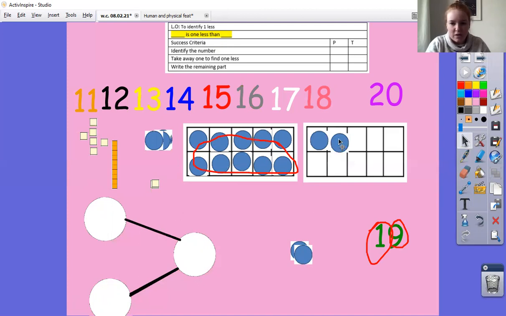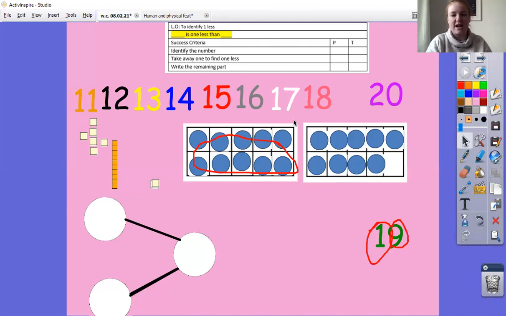1, 2, 3, 4, 5, 6, 7, 8, 9. Fantastic. So I've got 1 ten and 9 ones. I want to now represent this in my part whole model. In fact, I'm going to represent it in my cubes first.